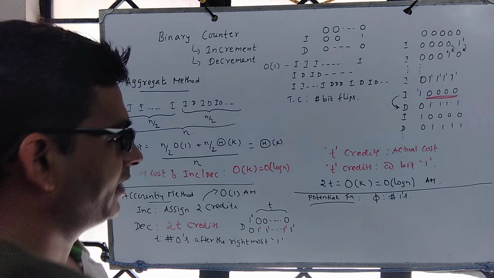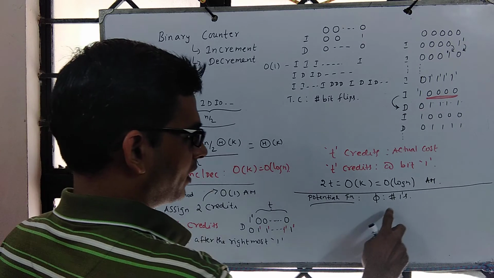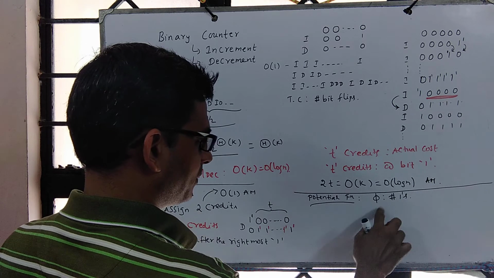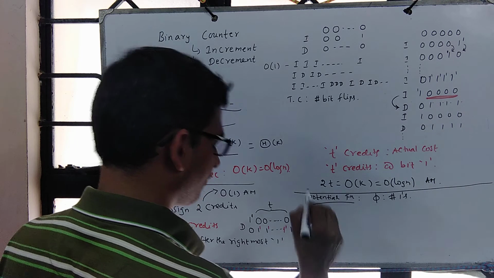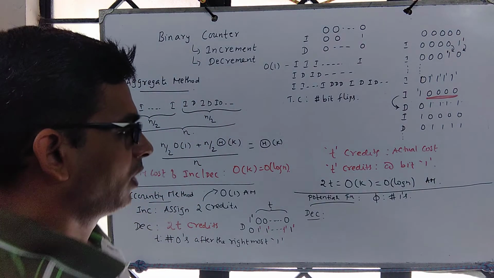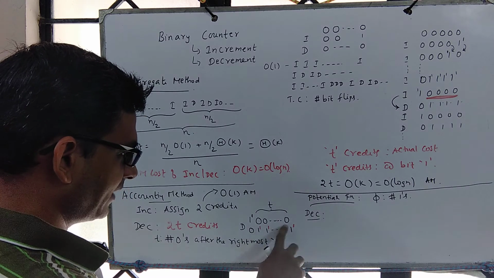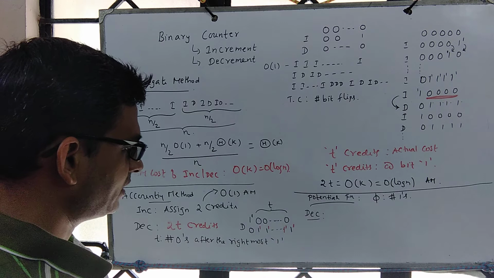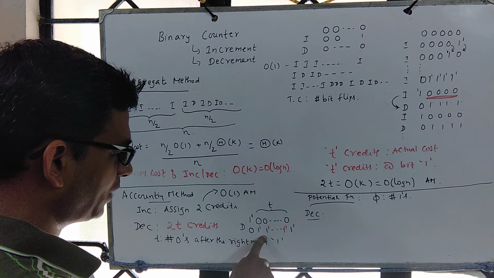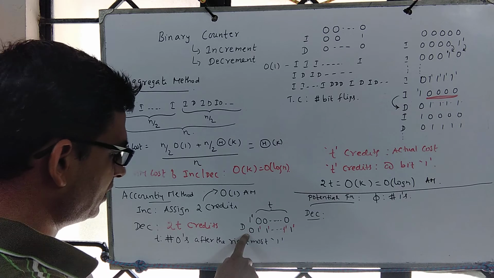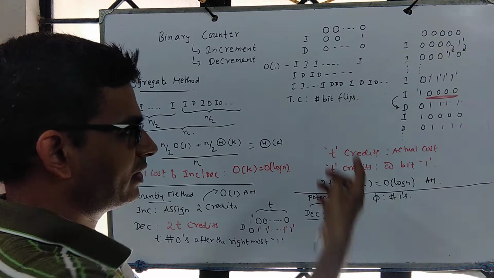Increment we saw as 2, and so the same thing works because the potential function remains the same. Let's analyze the decrement operation. What is the actual cost? Suppose the configuration is like this, then what is the actual cost? T zeros will be flipped to 1 and 1 will be flipped to 0, so the actual cost is T plus 1. In general that is true, right?